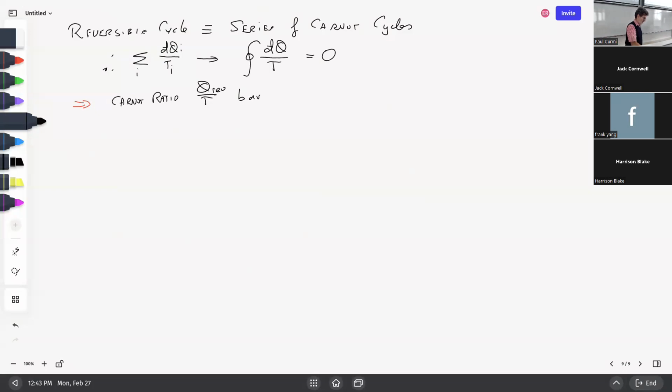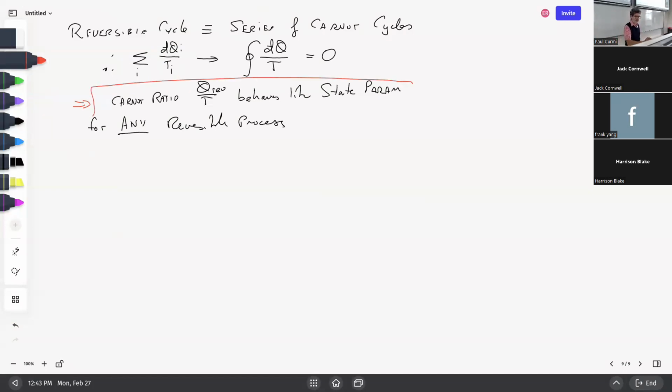State parameter for any reversible process. Okay. So that's the other discovery from Carnot. Okay. So what can I say?